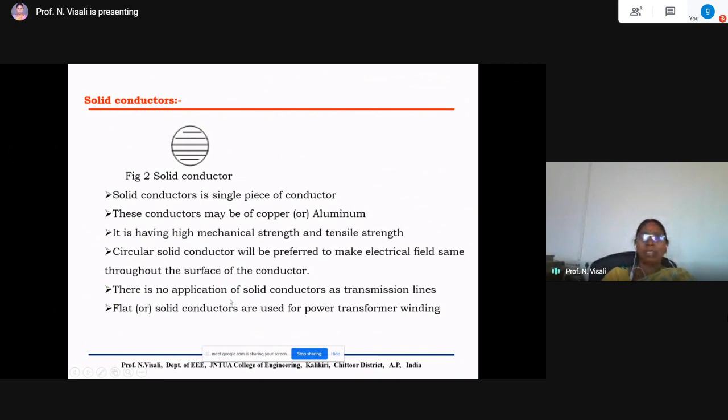Next, there is no application of solid conductors as transmission lines. For transmission lines, solid conductors cannot be used because this is a single piece of conductor, which will not carry a large amount of current. If we use them, the losses will also be more. That's why they are not preferred for transmission lines. Flat solid conductors are used for power transformer winding. The application of solid conductors is mainly for the winding of the power transformer.